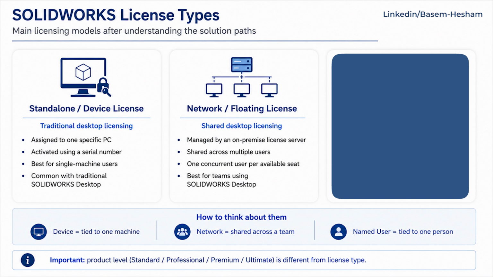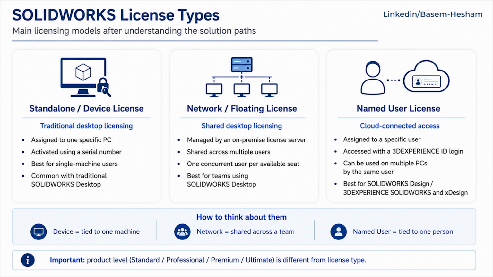The third type is the named user license. This one is different. This is now not tied to one specific computer. It's assigned to a specific person, usually through their email or 3DEXPERIENCE ID. So the license follows the user, not the machine. And depending on the rules assigned to that user, they will get access to the apps and capabilities available to them on the platform. So in a very simple way, standalone means tied to one machine.